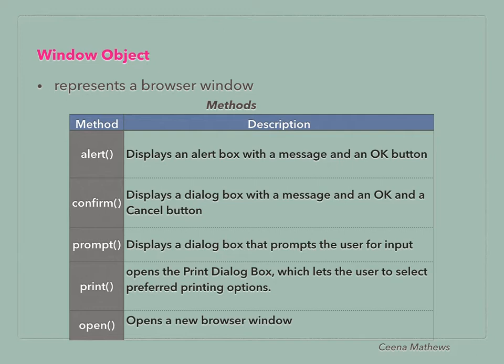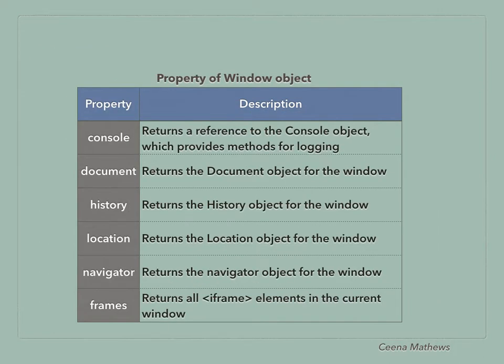Next is the print method. Print opens the print dialog box, which lets the user select preferred printing options. And there is the open method, which opens a new browser window. These are some of the methods of the window object. These are the properties of the window object. First is console. It returns a reference to the console object, which we'll be seeing in the next slide, which provides methods for logging. And the next property is document, which returns the document object for the window.